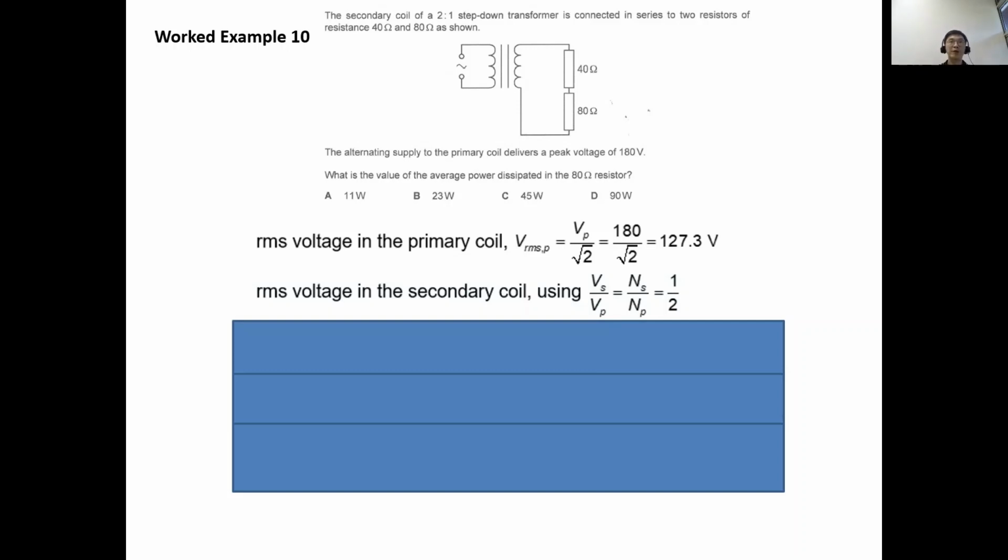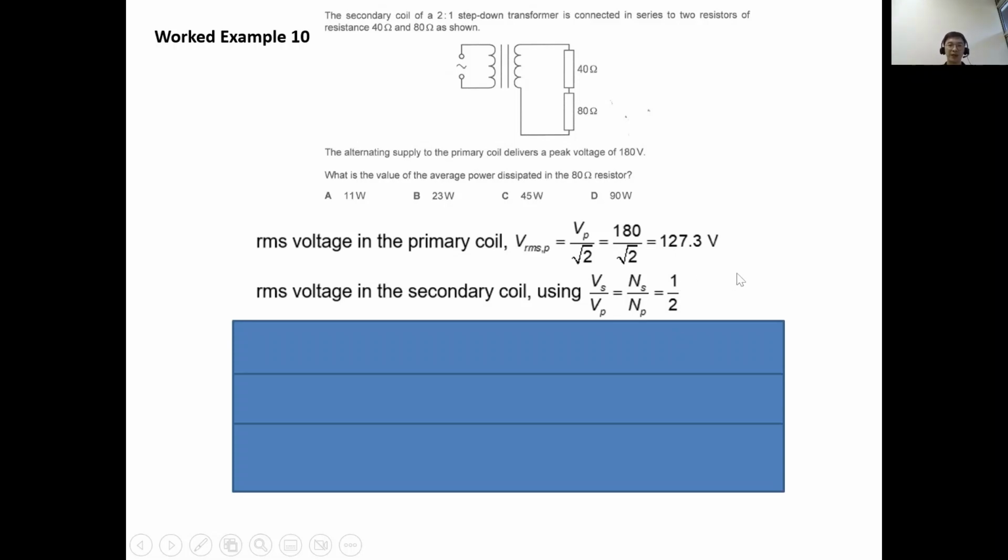Next, we use what we have learned in transformers, the equation of turns ratio: Vs over Vp equals Ns over Np. We know that it's a step down transformer, so the number of turns on the secondary side must be half that of the primary side. Here we see 2:1, but when we apply it, we write it as 1:2 because the turns on the secondary side is half that of the primary side. So for every 2 turns on the primary side, there's only 1 turn on the secondary side.